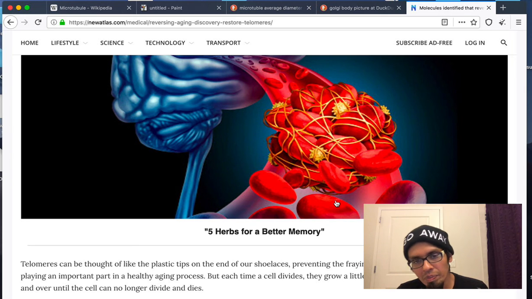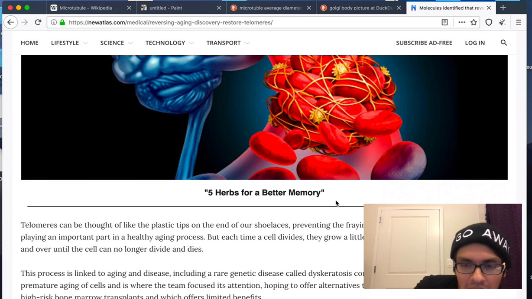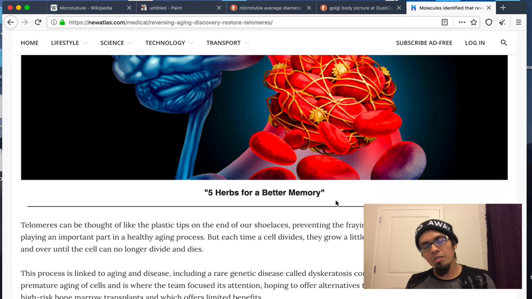Okay, that's very important. Telomeres are often compared to the plastic tips on the ends of our shoelaces. Another common example, people always compare telomeres to shoelace tips, preventing the fraying of DNA code of the genome and playing an important part in the healthy aging process. But each time a cell divides, they grow a little shorter. They have to grow a little shorter. And there's a really weird reason for it, but it seems like a mechanical reason that can be circumvented.